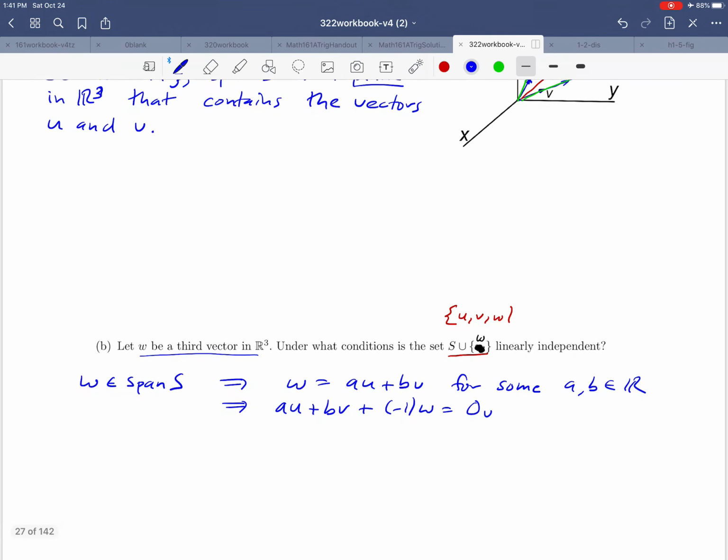Okay, but notice what that says. We just took a linear combination of U, V, and W and got the zero vector, and notice that it's a non-trivial linear combination because that third coefficient is not zero. Okay, so here's what we can say. If we start with the assumption that W is in the span of S, that's what we did, we just demonstrated that S union W has to be linearly dependent.